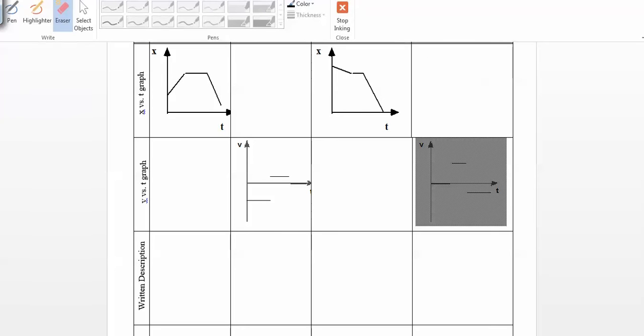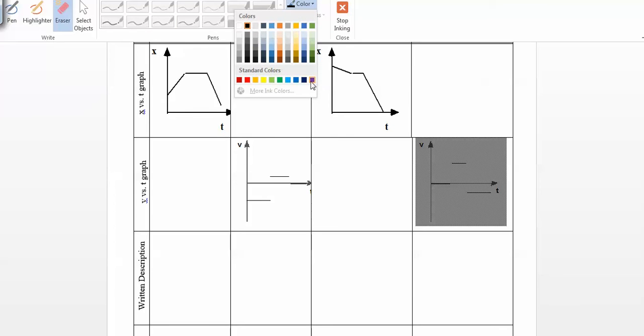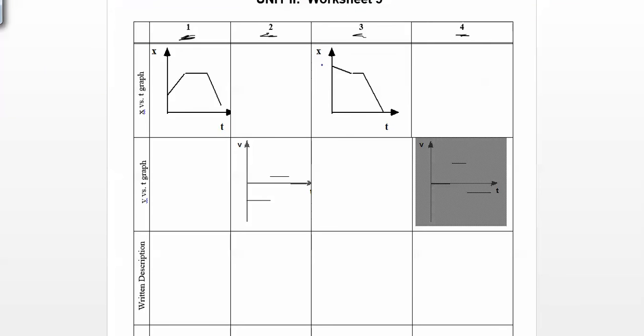Go back to Ink Tools, and I'm going to change the color of my pen. I want a purple pen. Why not? So here's my pen. The idea behind this worksheet is to take one of these graphs that you get. For example, in problem 1, we give you a position or distance versus time graph, and then you're going to try to fill out all the rest of the graphs from the position versus time graph.